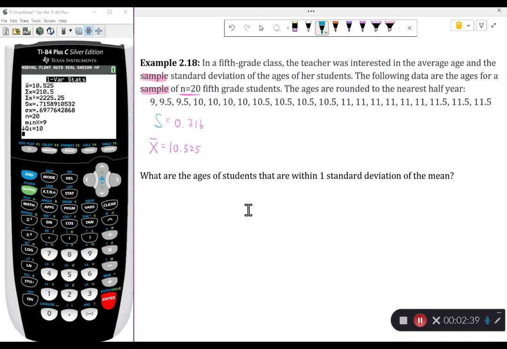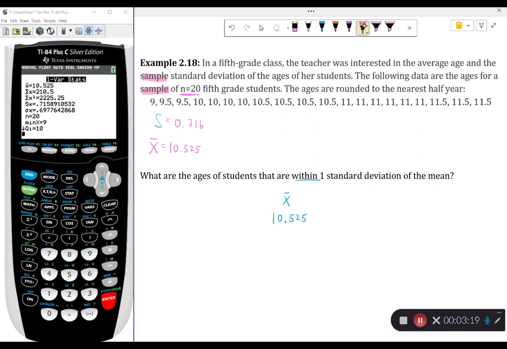So from here, we will take our sample mean, x bar, of 10.525, and we are going to talk about what it means to be a number of standard deviations either above or below the mean. So again, the standard deviation represents the typical amount of change from the mean. For this example, our sample standard deviation is 0.716. The question asks us to find the ages of students that are within one standard deviation of the mean.